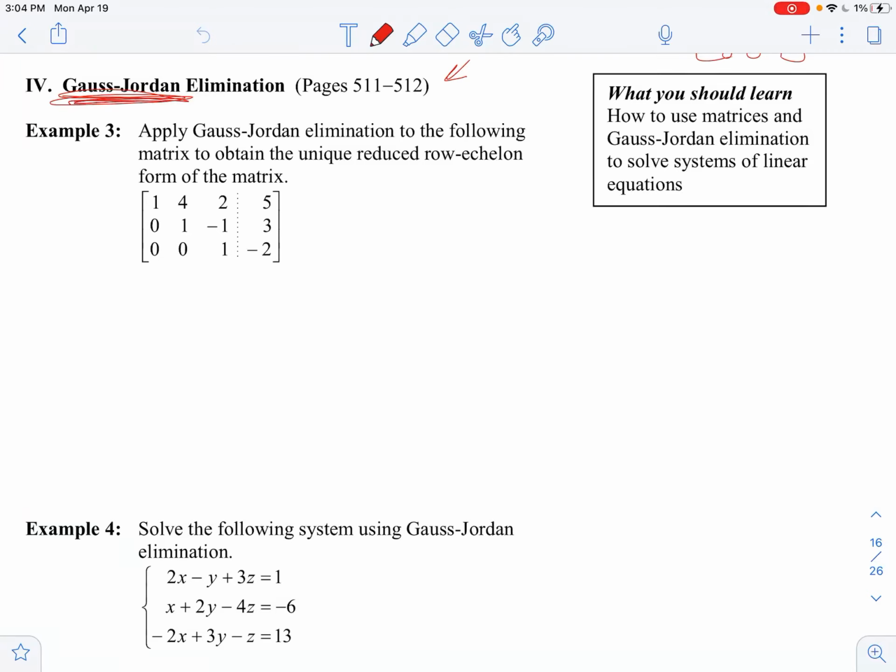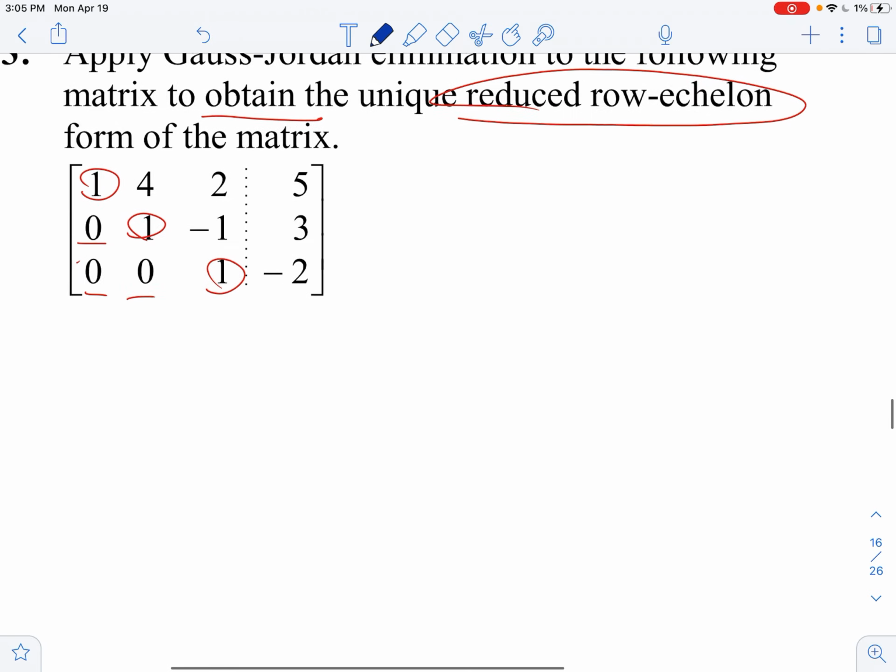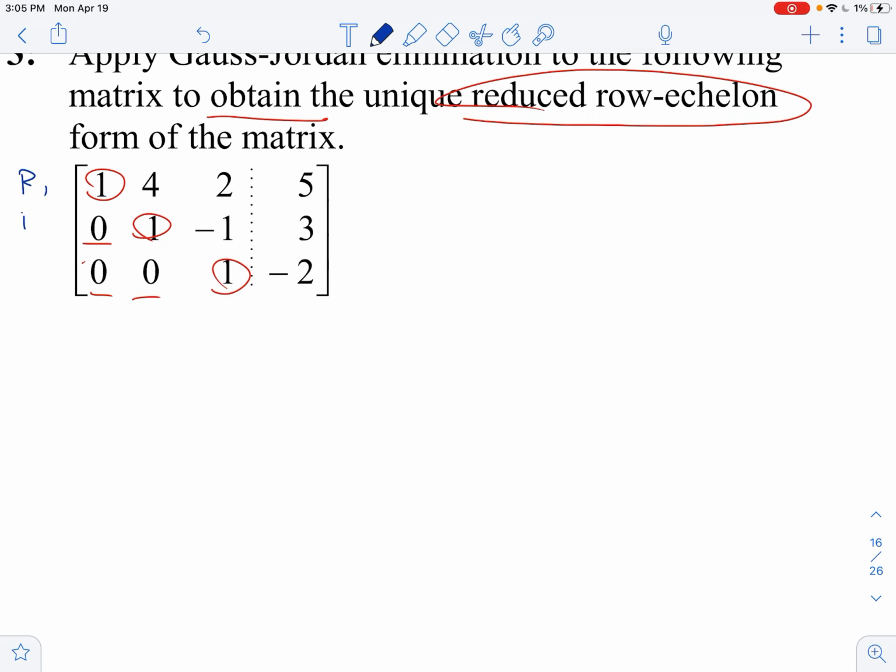Okay, so remember for Gauss-Jordan elimination, we're going to apply it to obtain the reduced row echelon form. Remember, it means that we've got ones on the diagonal, but everything else is a zero. So we can see there's zeros here, here, and here, which means it's in row echelon form, but it's not in reduced row echelon form.